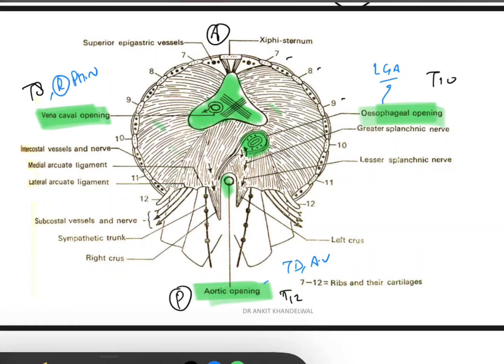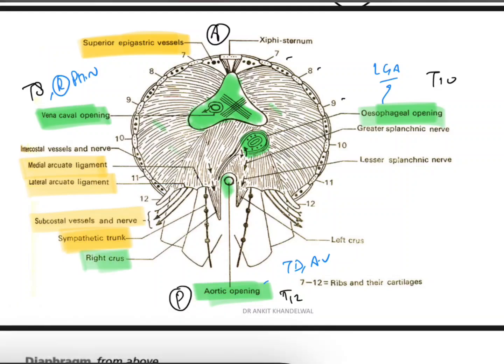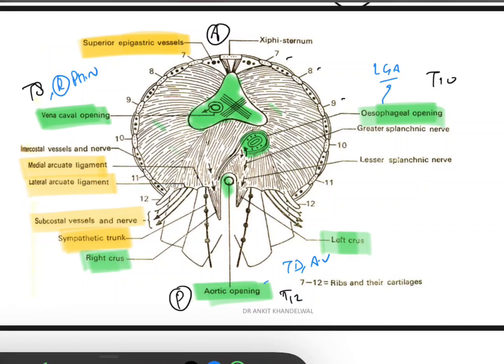Apart from these major openings, there are other structures which also pass through. I'm highlighting here the superior epigastric vessels passing anteriorly. Similarly, we have the medial and the lateral arcuate ligaments. Through the medial arcuate ligament passes the sympathetic trunk, and through the lateral arcuate ligament pass the subcostal vessels and nerve. We also have the right and left crus of the diaphragm, through which pass the splanchnic nerves, which are a part of the sympathetics. These are the other openings we need to understand apart from the three major openings.